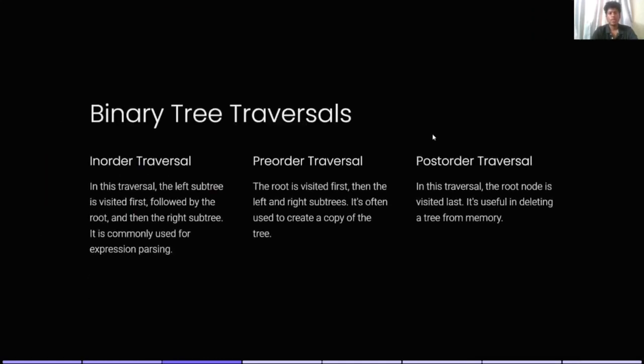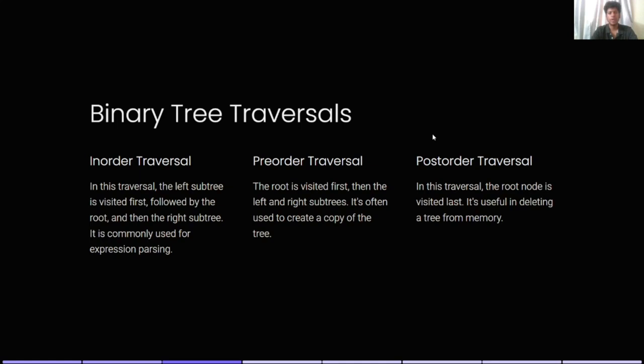Binary tree traversals. First is in-order, second one is pre-order, and third one is post-order. First we'll be saying what are the concepts in in-order traversal. In this traversal, the left subtree is visited first, followed by the root, and then the right subtree. It is commonly used for expression parsing.